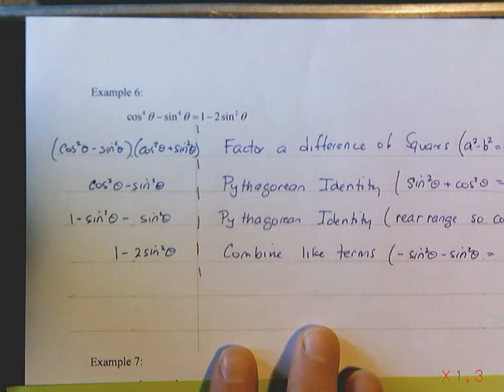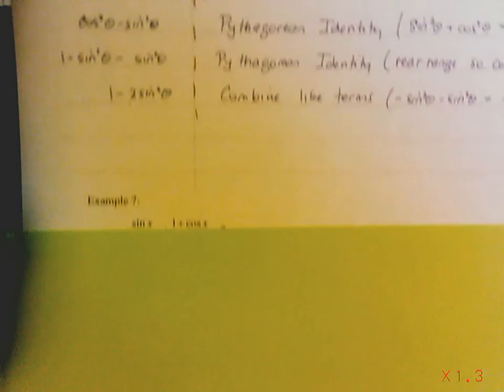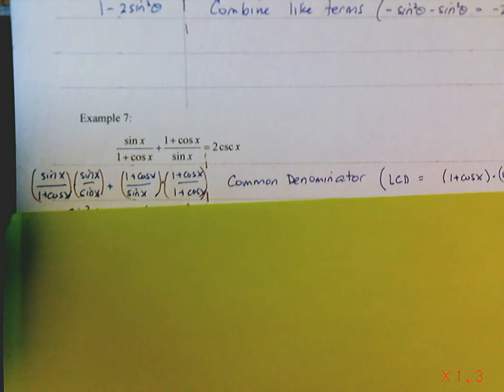My last example has more steps going on. And it's got a fraction. So this is one where I'm going to have some more work with fractions. I have sine x over 1 plus cosine x plus 1 plus cosine x over sine x is equal to 2 cosecant x. So what I'm thinking of here is if I want to end up with 2 cosecant x, I want to end up with 2 over sine x. So I'm going to get a common denominator.